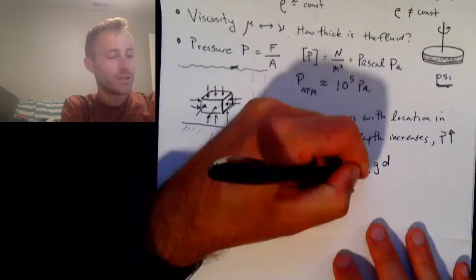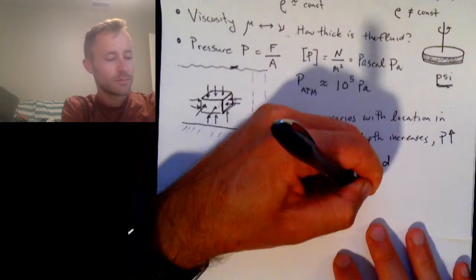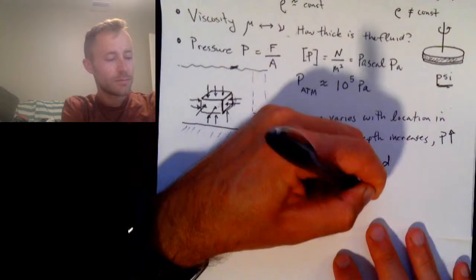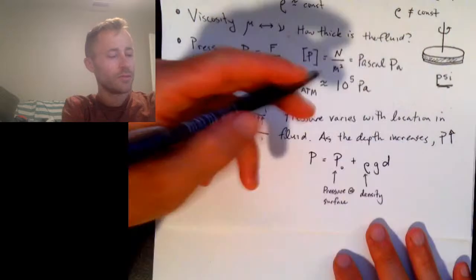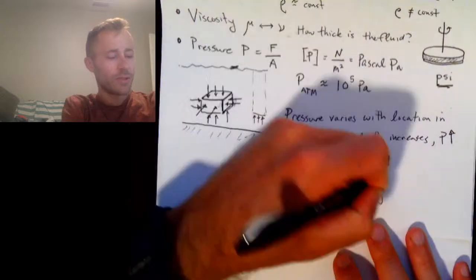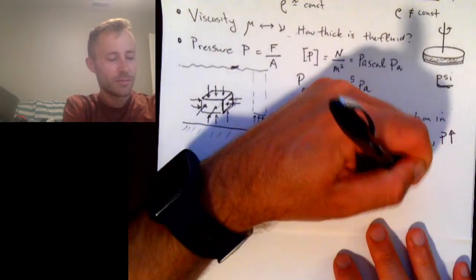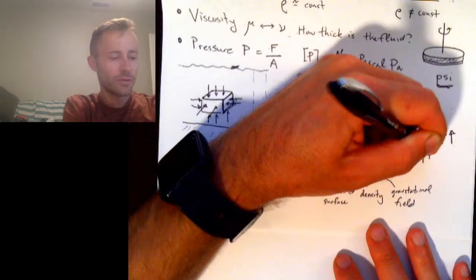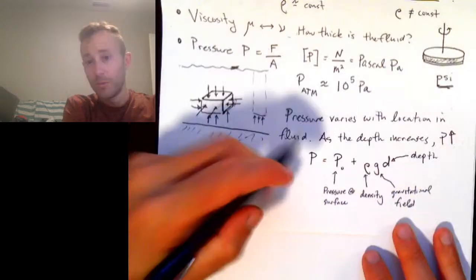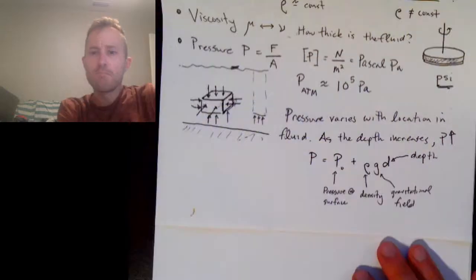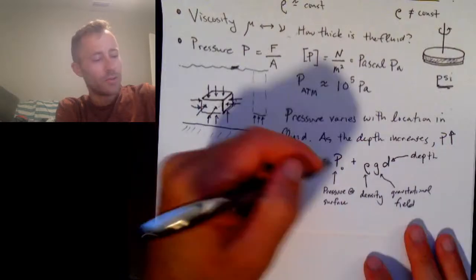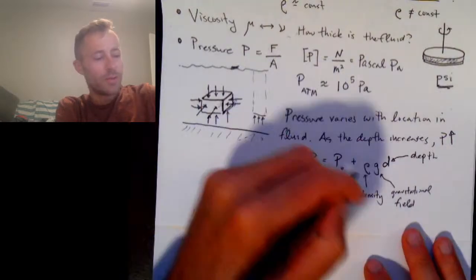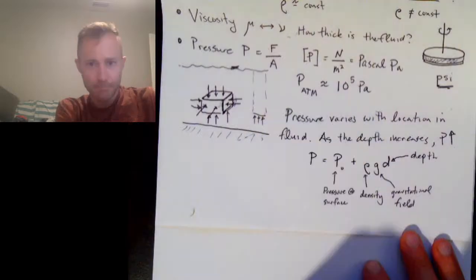Rho is the density of the fluid. So keep in mind these are two different variables. G is the gravitational field, also known as the acceleration due to gravity. And D is the depth below the surface, okay? And P would be the pressure at that depth. All right. So we can see that as the depth grows, the pressure rises above atmospheric pressure. All right, the pressure at the surface.